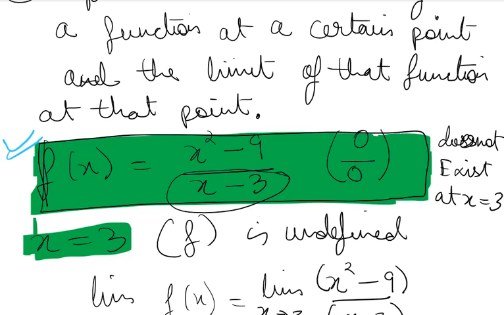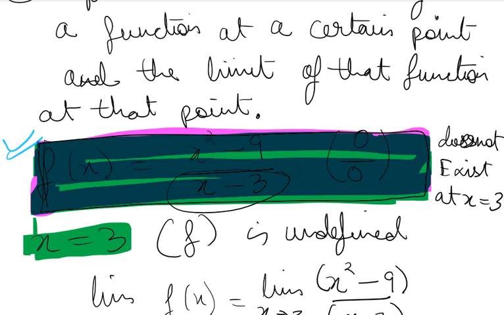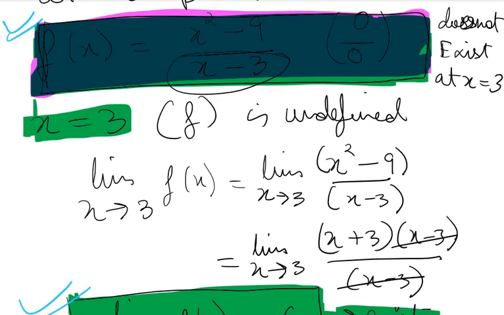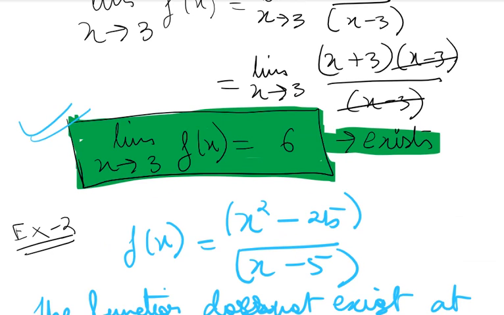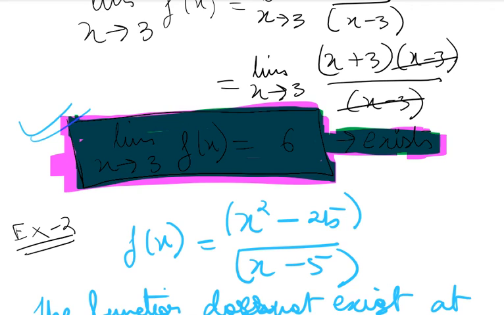Difference between finding the limits at the respective points. So you can see that in the first example the function does not exist, right? The function is not existing at x equal to 3. But when you go down and see, the limit of this function does exist at x equal to 3, and the limit is 6. So it is existing at x equal to 3.